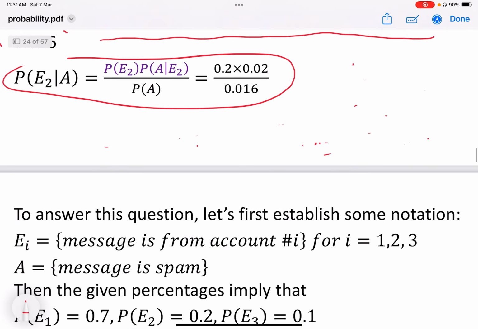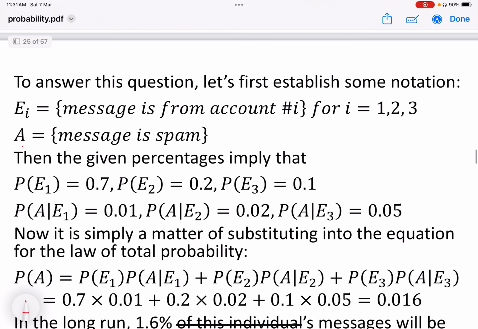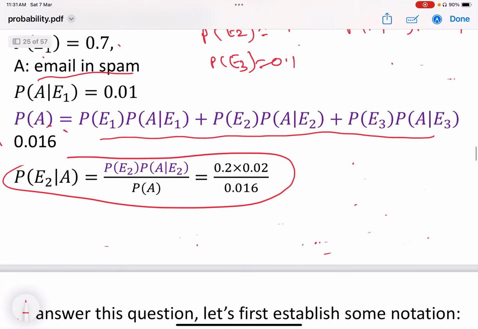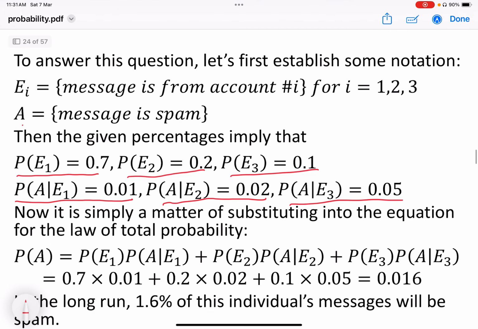So basically, we have it like this. A, we write, the message is spam. Ei is the messages from account i, 1 to 3. Data is given: P of E1 is 0.7, P of E2 is 0.2, P of E3 is 0.1. Now P of A given E1, 1% spam from the first one, that means 0.01, 2% from the second one, and 5% from the third one.